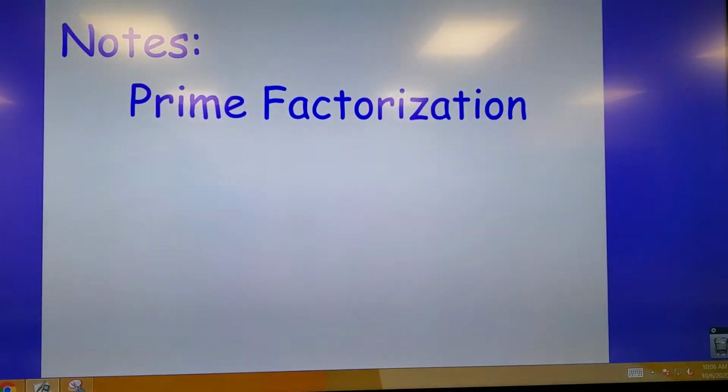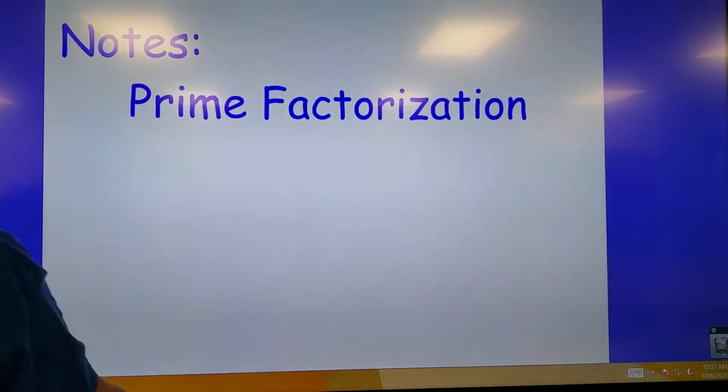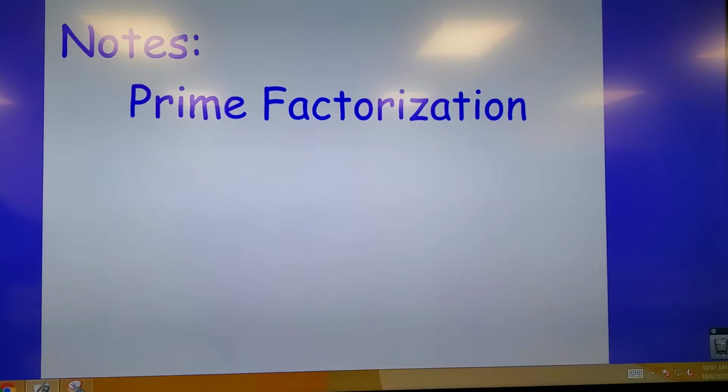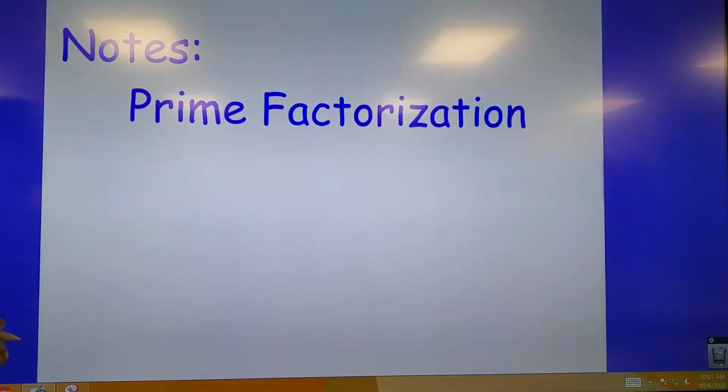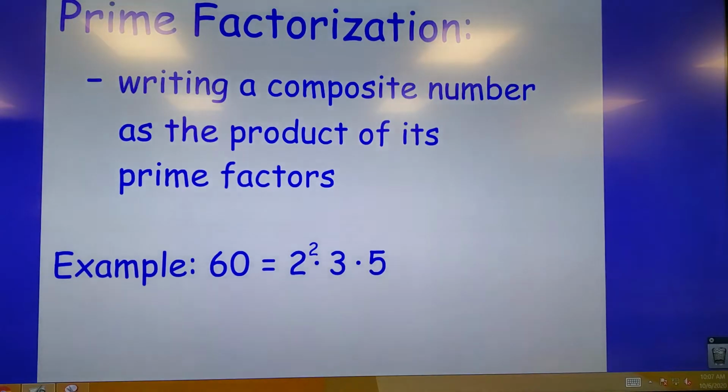All right, today we're going to talk about prime factorization, and I'm pretty sure that most of you have a good understanding of prime factorization based on what you did in 6th grade. So I thought that this would be a good lesson to do over the e-learning break, since you do already have some experience with prime factorization.